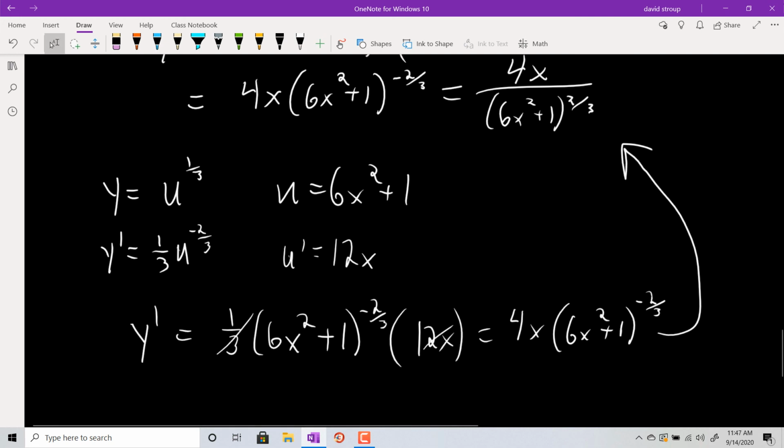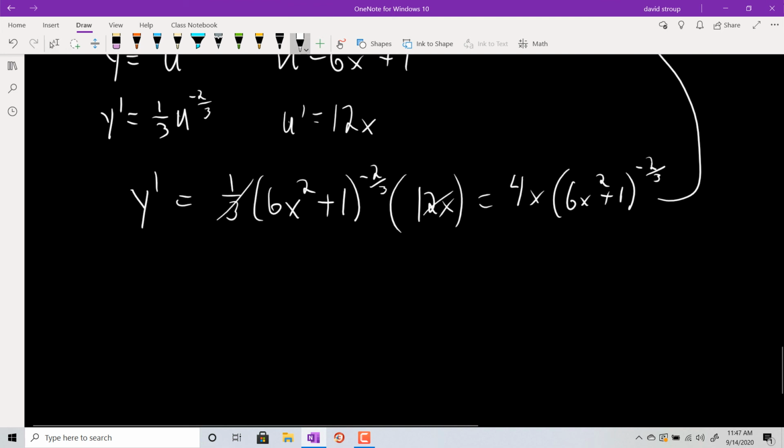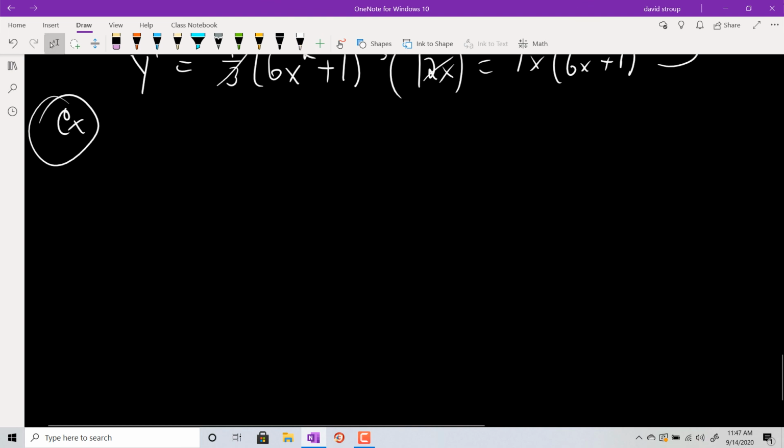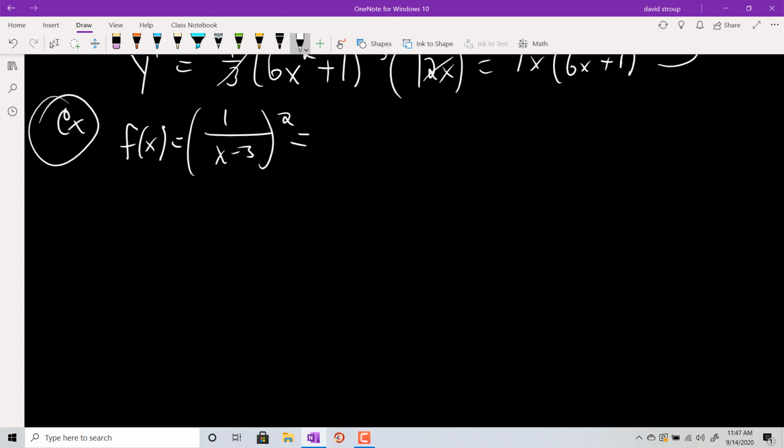Let's get another one here. It used to be number 19. I'm just going to write it as an example. So what is it? y is 1 over x minus 3 squared. Rewrite it so you could take advantage of the power rule. So this would be the same as x minus 3 to the negative 1 raised to the second power, and then you can multiply the exponents, and you get x minus 3 to the negative 2.